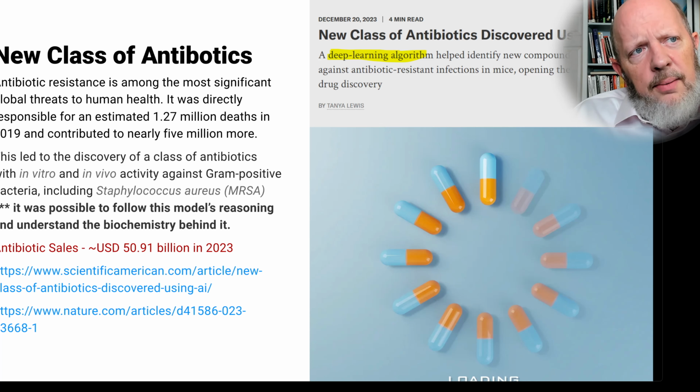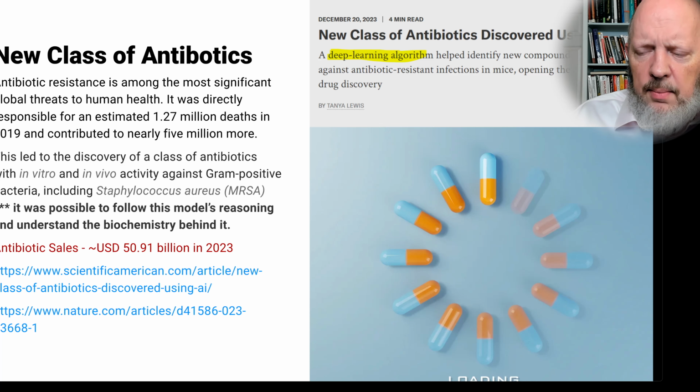And so antibiotics are important. Antibiotics are a huge market. They're a $50 billion US market alone, $50 billion in the US alone. And there hasn't been a lot of movement in that sector. It's been kind of stalled.